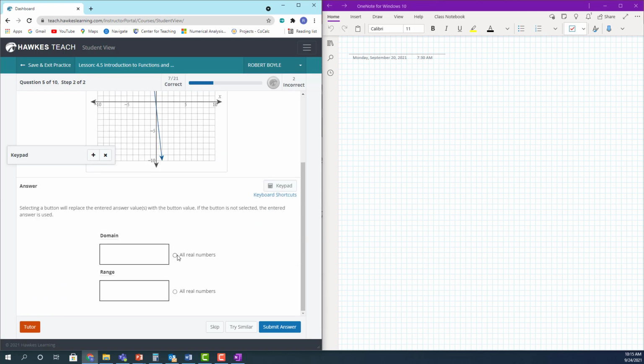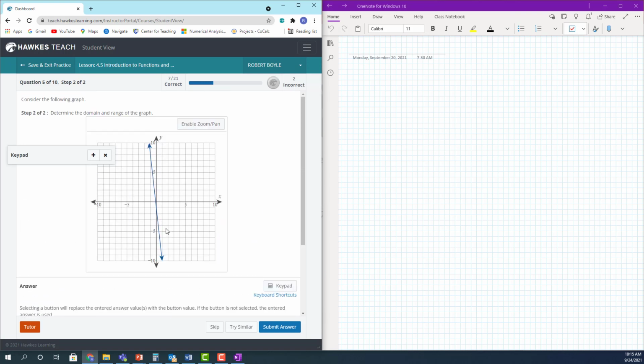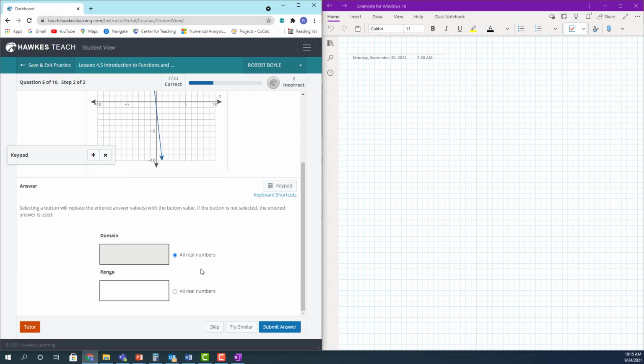So the domain is all real numbers. And also, as you can see with the arrows, this goes all the way up to infinity, all the way down to infinity in terms of y, so the range will also be all real numbers.